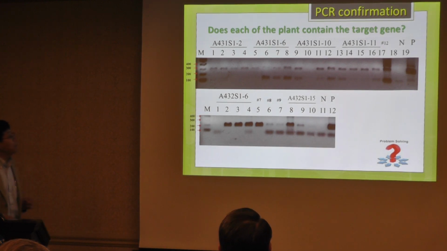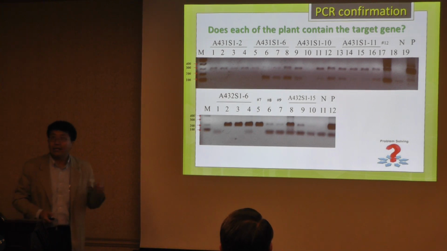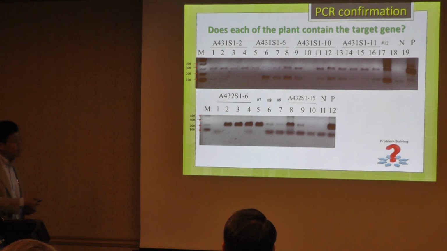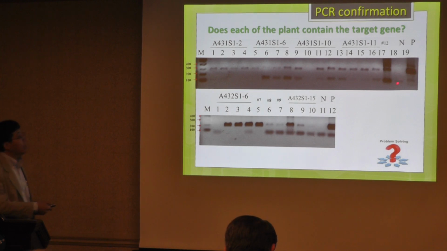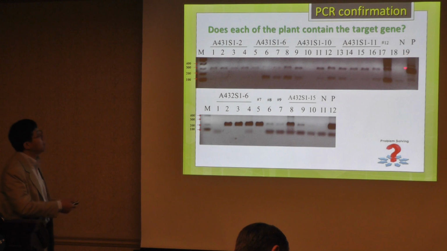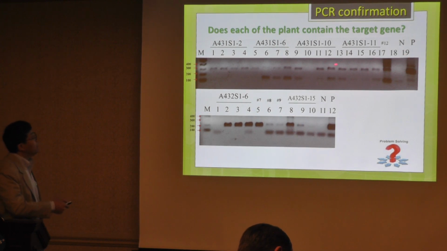So what we did with the leaf tissue, we first addressed whether those plants contain the target genes. So we have to do a PCR confirmation. These are the positive controls for alkaline protease. We use fungal DNA as a positive control. We use corn DNA as a negative control. And this is the band we're looking for.